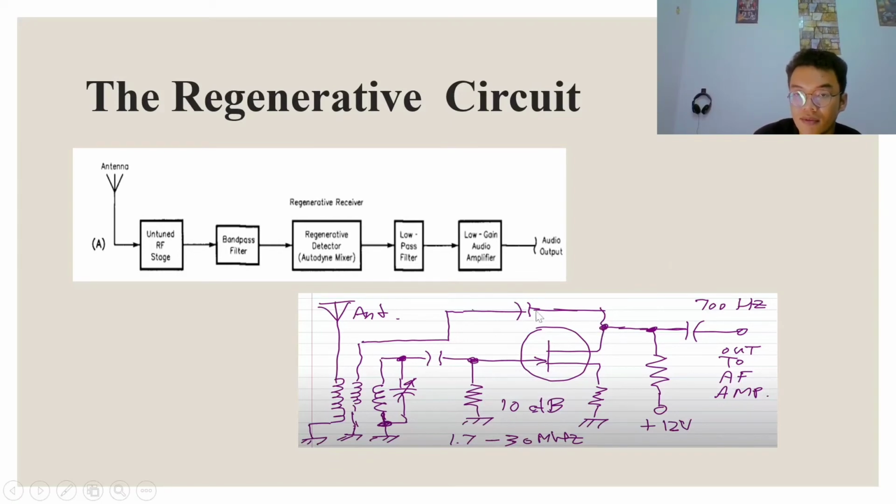We have this feedback here. This feedback is a positive feedback from the output of the amplifier that causes the circuit to break into oscillation at the frequency determined by the variable capacitor. Then the output can be an audio frequency, such as here it is 700 hertz. So, continue to the next slide.